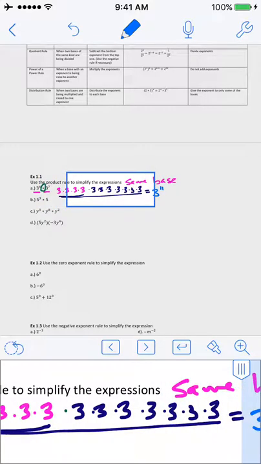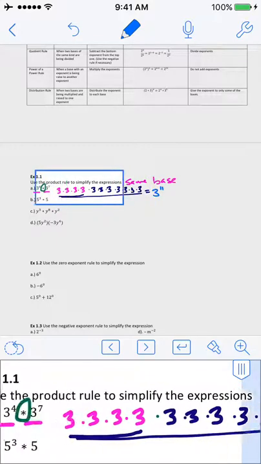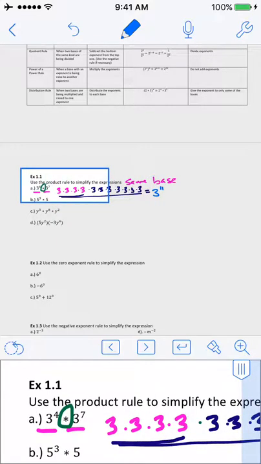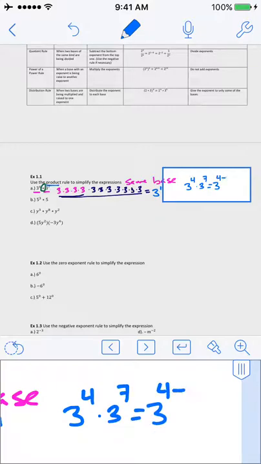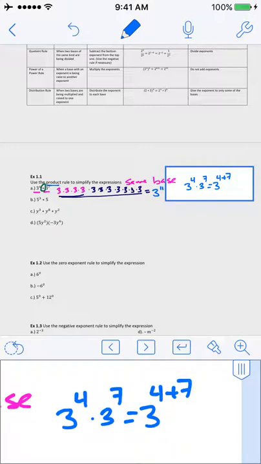Now that's just how it works, but there's a shortcut, right? If we notice that we have two of the same base being multiplied, and that's very important, it's called the product rule because they're being multiplied, not added, then we can take a shortcut. We can say 3 to the 4th times 3 to the 7th is equal to 3 to the 4 plus 7. So we can add their exponents when multiplying the bases. We arrive at the same answer, 3 to the 11th.